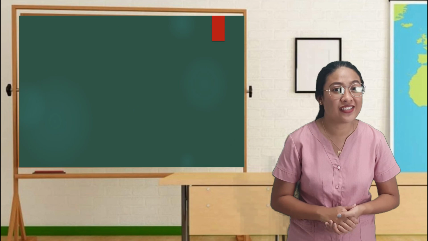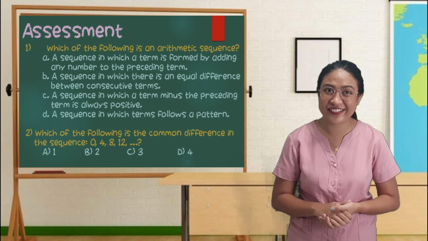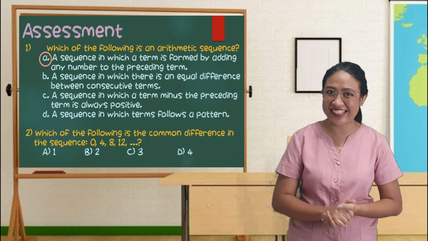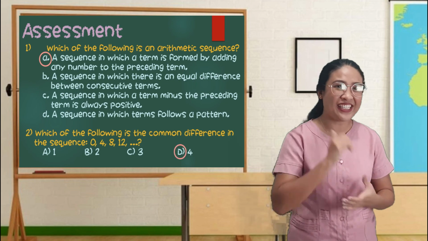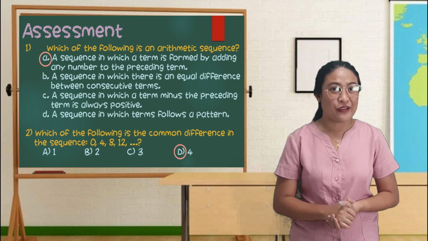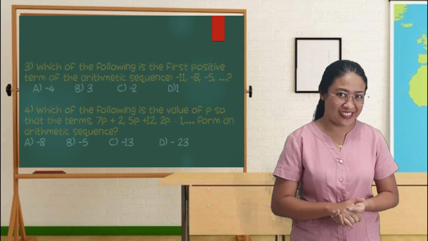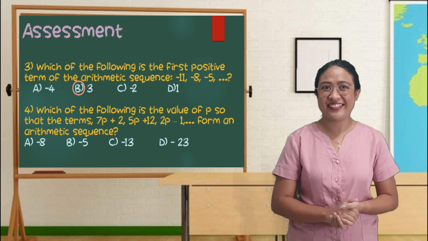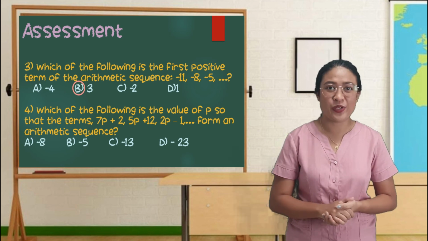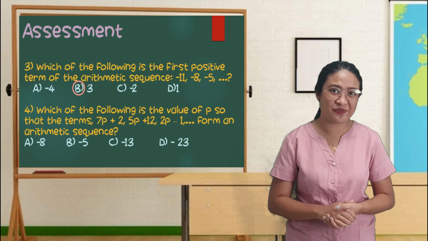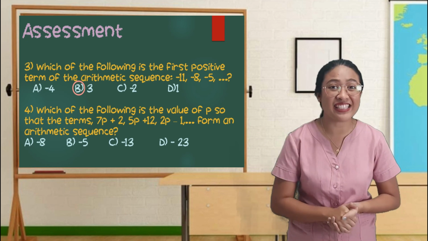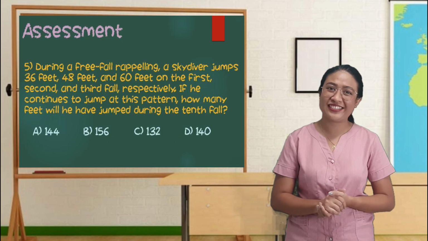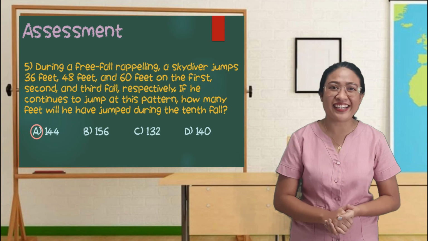Now, let us check your answers. For number 1, the answer is very good, letter A. For number 2, what is your answer? Very good, letter D. For number 3, what is your answer? Great job! Letter B. For number 4, what is your answer? Very good! Letter B. And lastly, for number 5, what is your answer? Great job! Letter A.